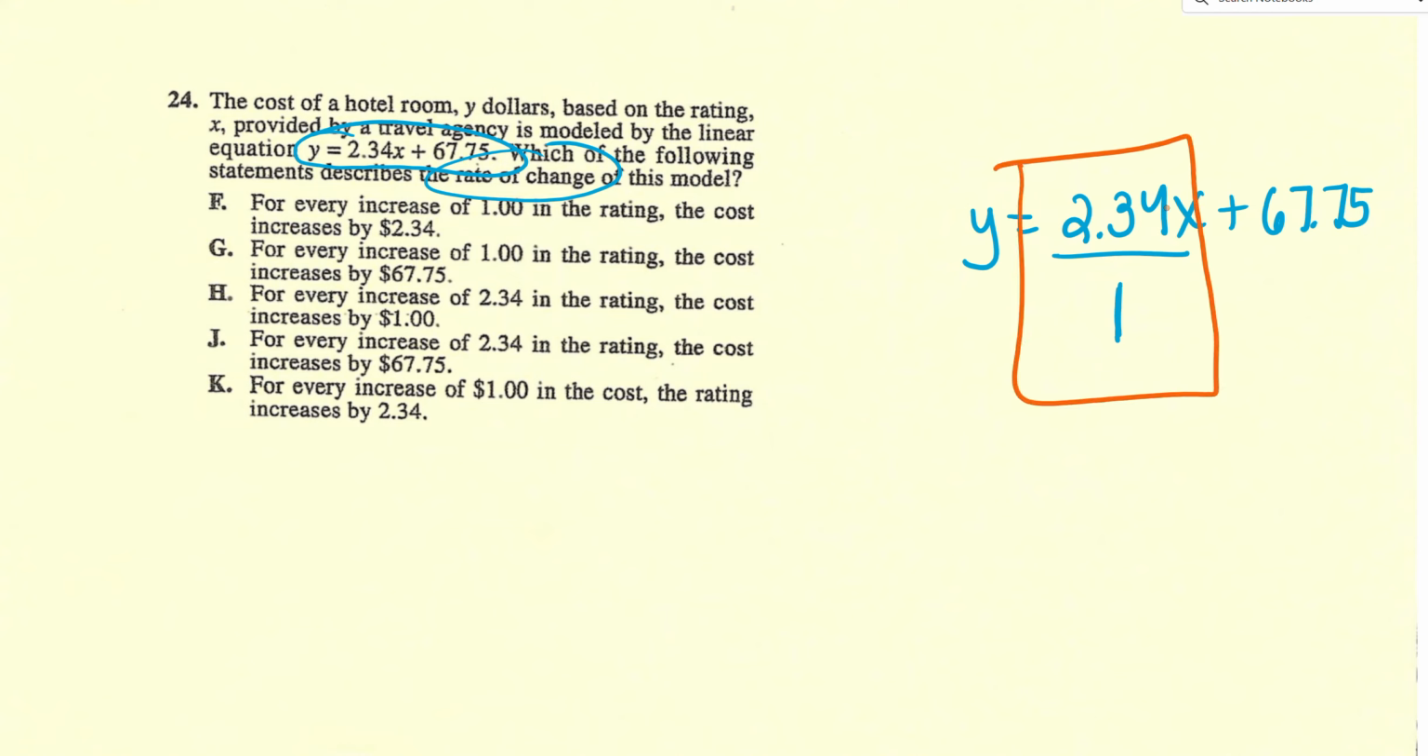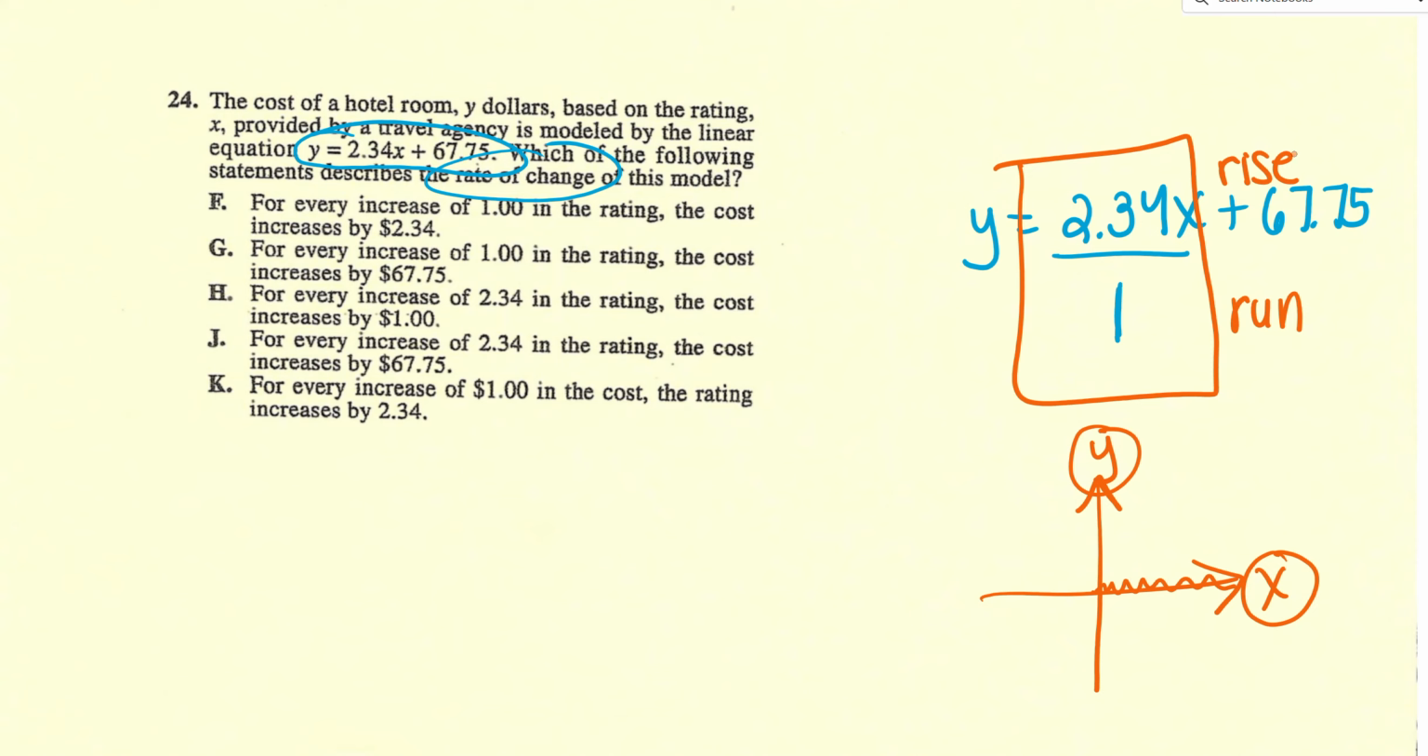It's $2.34 over 1. So remember that slope is rise over run. So the 234 is my rise and the 1 is my run. Okay, remember rise is the y. Run across the line is your x. So they're telling me that this is the y and this is the x. Y is the dollars. So that's your money. X is the rate. So this is my rate.